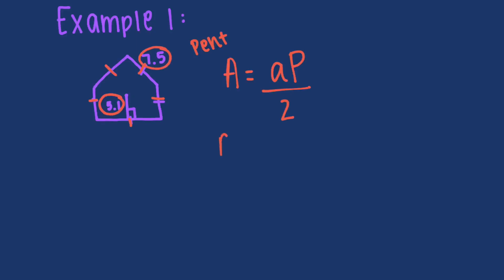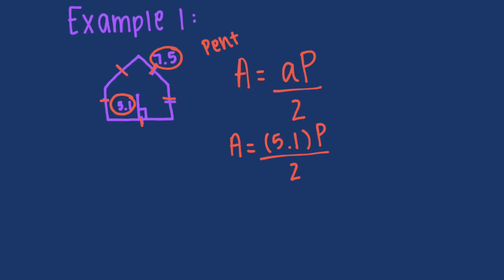So I can fill in my area is equal to, my apothem is now 5.1. But I don't know big P yet. I only know one side length. Remember, I told you how to find the perimeter if you're given your side. So big P is equal to, I take my side length, 7.5, and I'm going to multiply it by however many sides there are since this is regular. So 7.5 times 5 gives me 37.5.